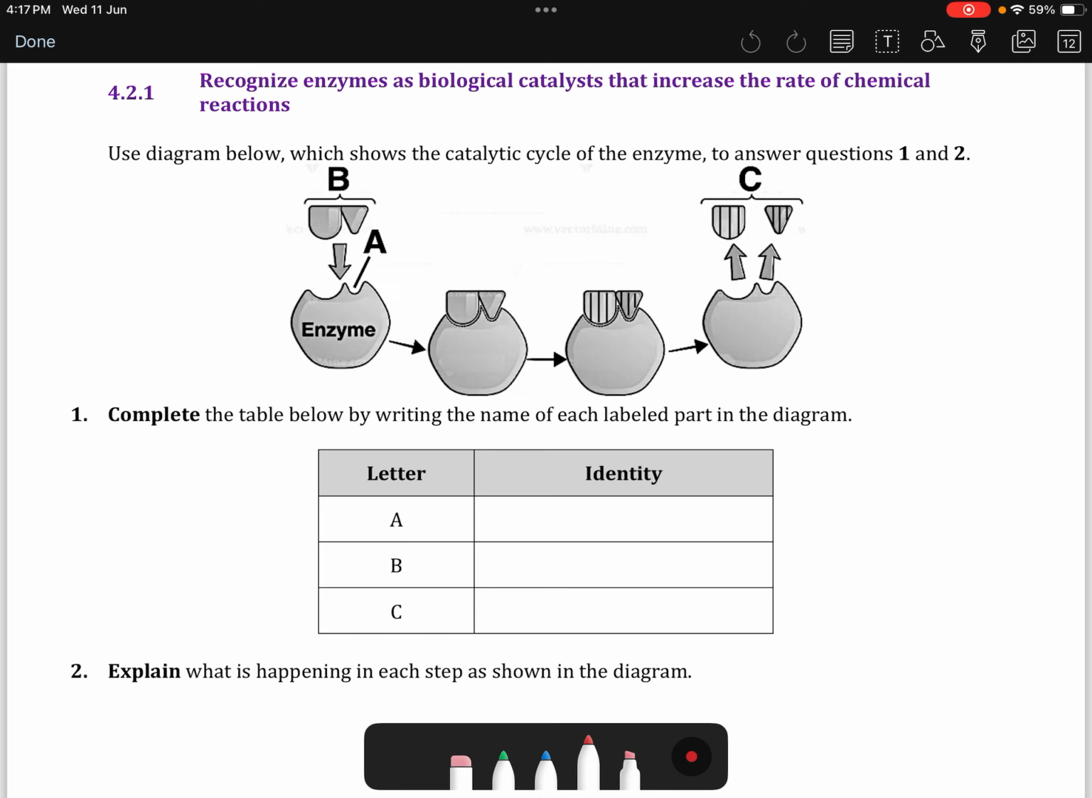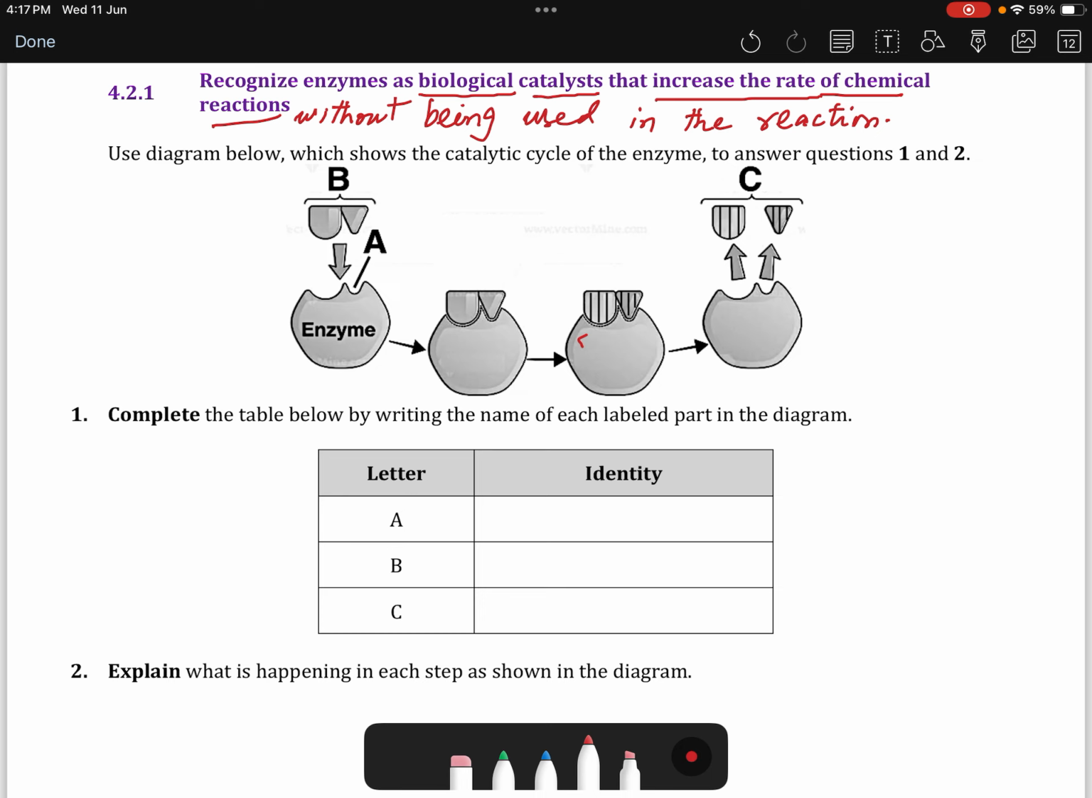So the first KPI asks you to recognize enzymes as biological catalysts. So we need to know that enzymes are biological catalysts. So what is a catalyst? A catalyst is anything that increases the rate of a chemical reaction, and make sure you also know, without being used up in the reaction. So why do we say biological catalyst? Because all these are within the living body.